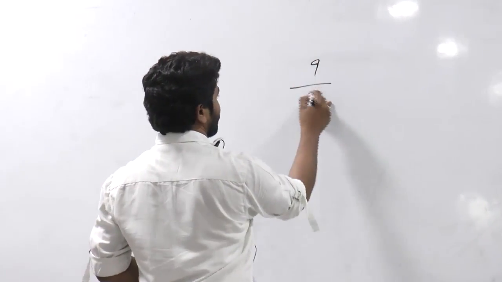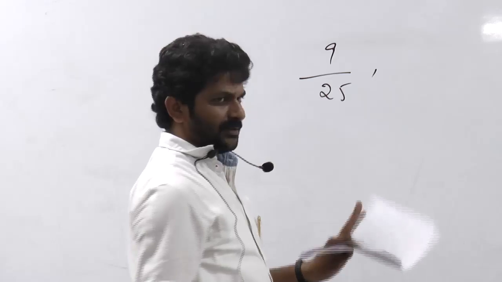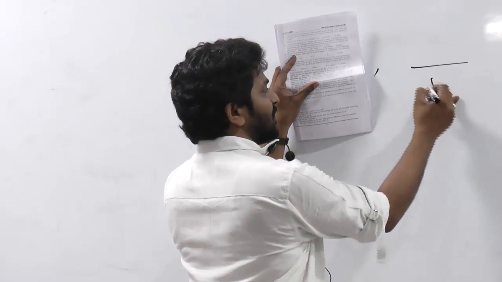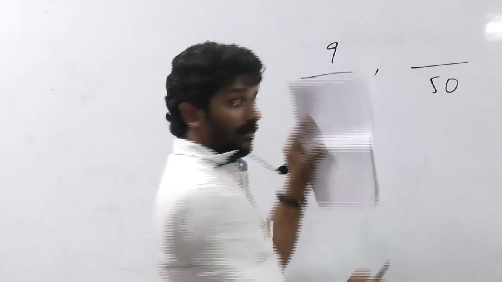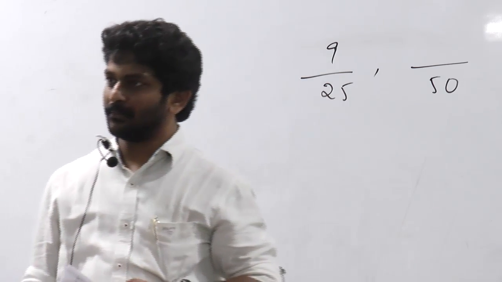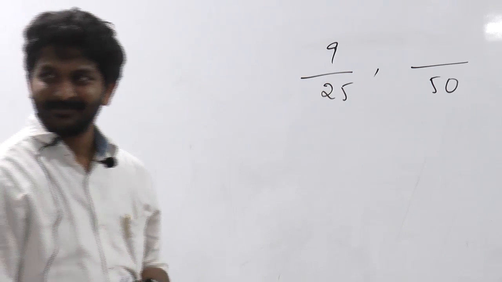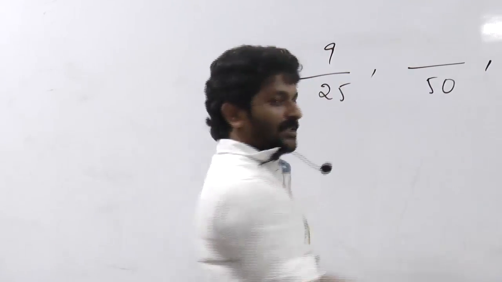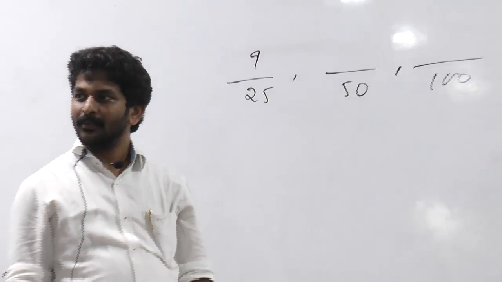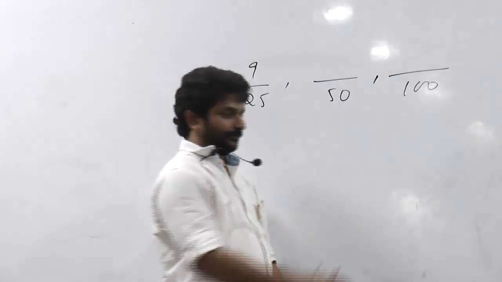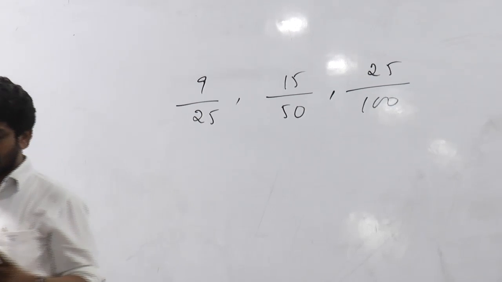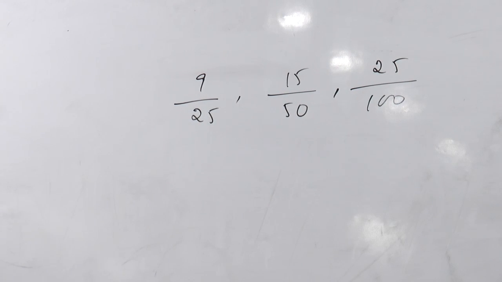Out of 25. Just wait a minute. In first 50 numbers, first 50 natural numbers? 15. First 100? 25.